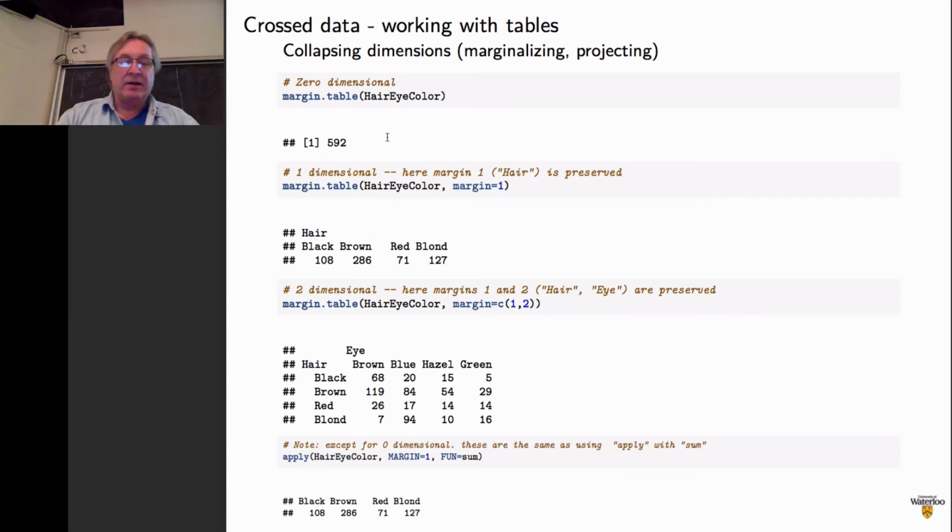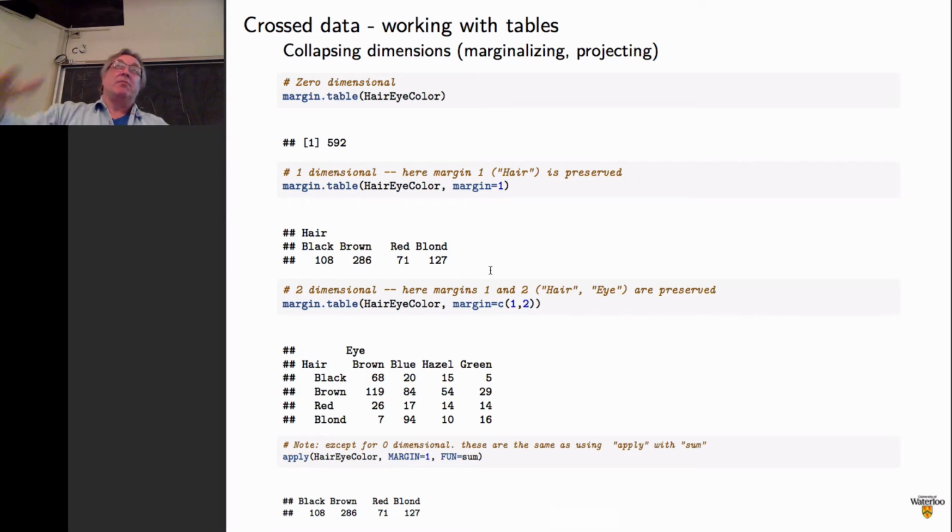I could instead collapse it to just one of the margins. So in this case, margin 1, which was the hair color, that's the thing I'm going to preserve. This is collapsing the whole table to just that one margin. So no differences in eye color or sex appear here. Those are all in those sums.